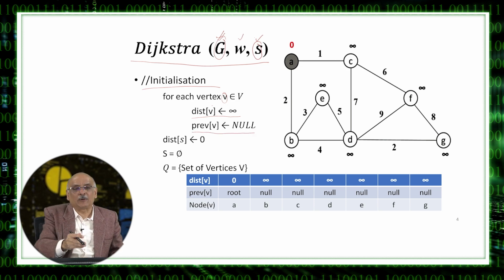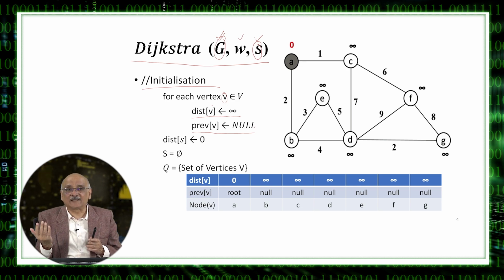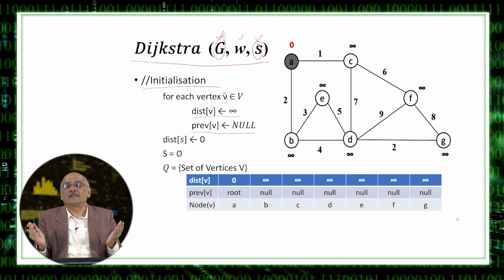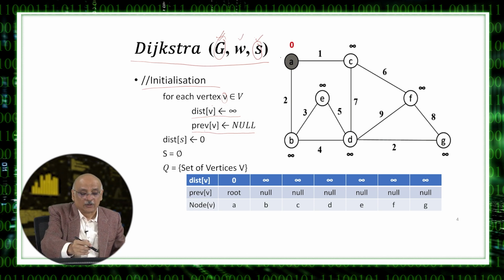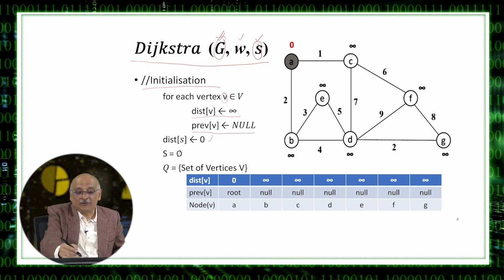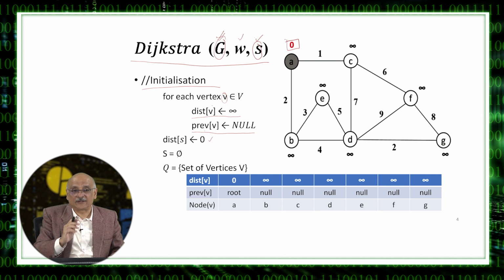Then the previous vertex to every such node is null because it has not been defined which is the previous or the predecessor vertex. So predecessor node is just null, because no parent has been defined. Then, since this is the start node, the distance of this start node is made 0, because that's how it is. So this is my distance 0.